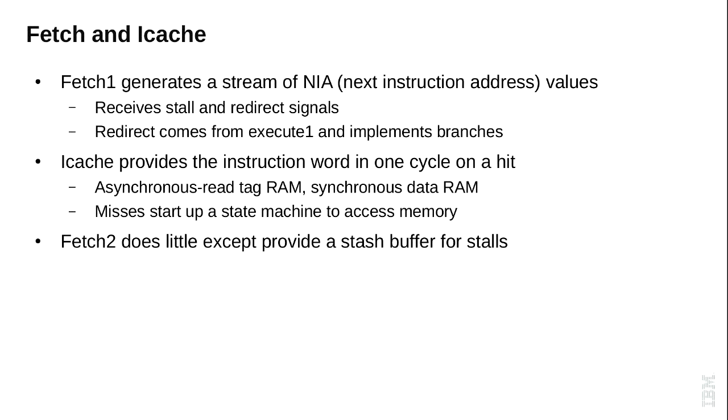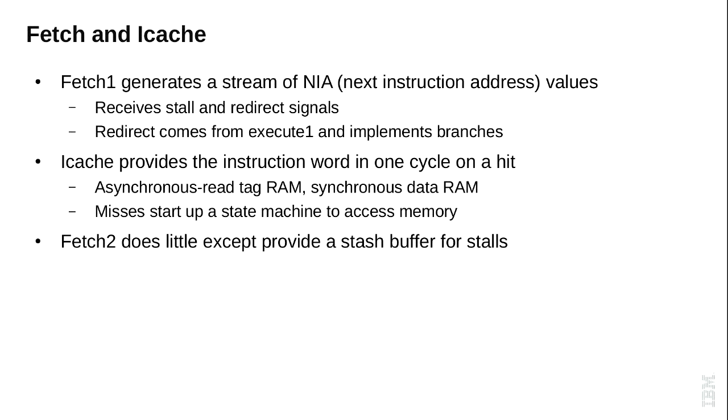Okay, so now looking at the particular stages in order, we start with fetch 1. Basically, all it does is generate a stream of instruction addresses. So we've got this NIA thing, and left to itself, it would just generate 100 hex, 104 hex, 108 hex, 10C hex, 110 hex. It just keeps on doing this forever.